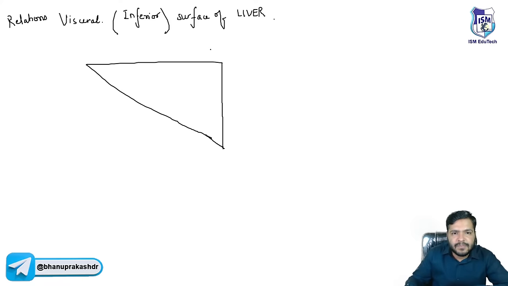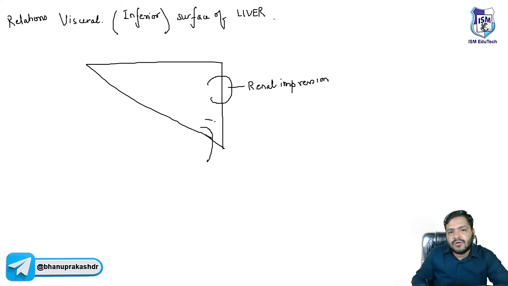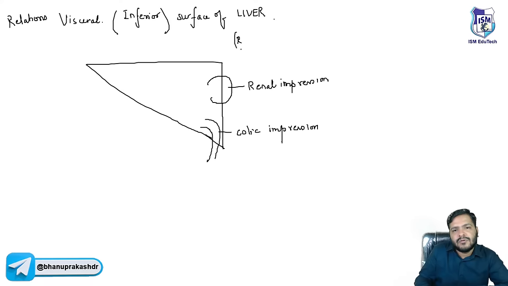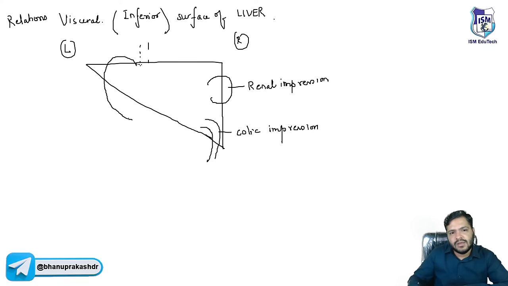So beta, over here you have the impression for kidney. It is also called the renal impression. The kidneys are attached. Renal impression. We have the colic impression. This is the right side bit and this is the left side. Colic impression. We had the esophageal impression, and you already know we have the stomach, so we have the gastric impression.